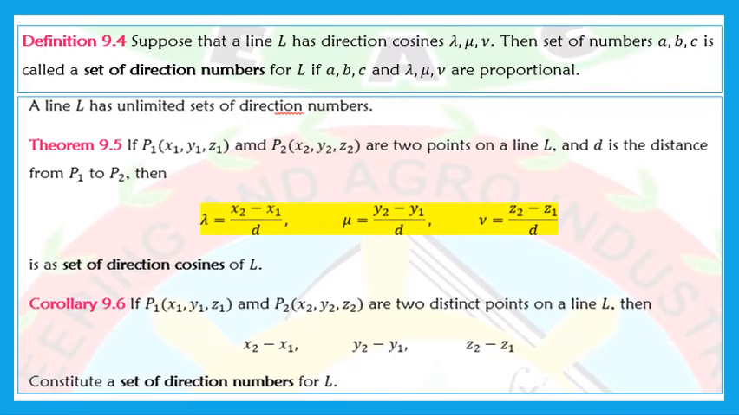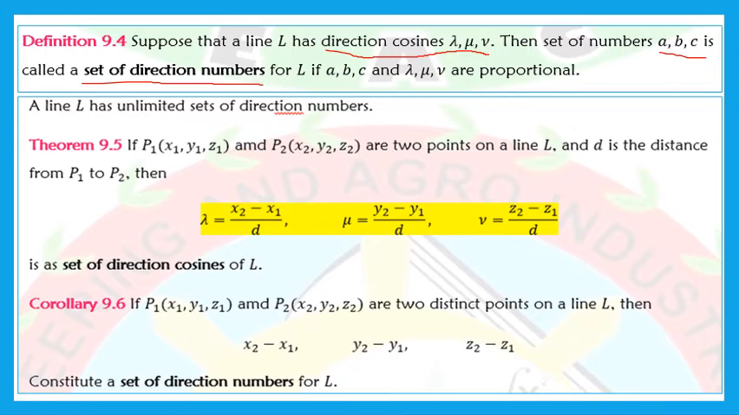Another definition: suppose that a line L has direction cosines. Okay, tandaan yung symbol ni direction cosines: lambda, mu, and nu. Then the set of numbers a, b, c is called a set of direction numbers. Okay, si a, b, and c naman is set of direction numbers.